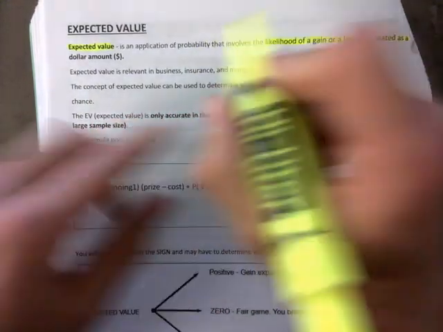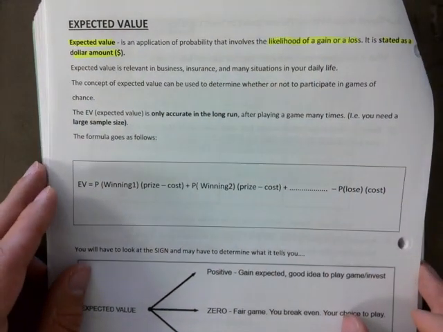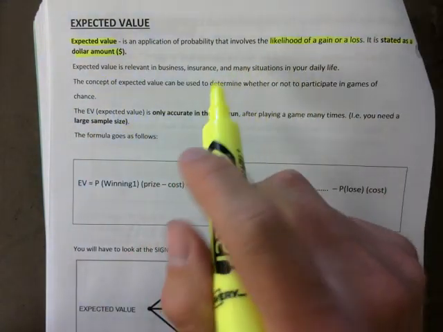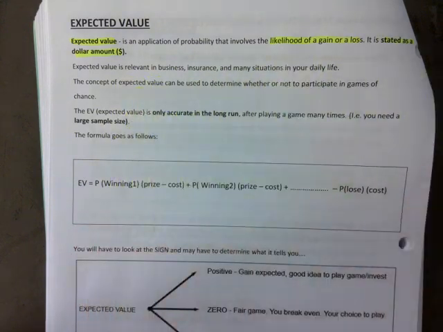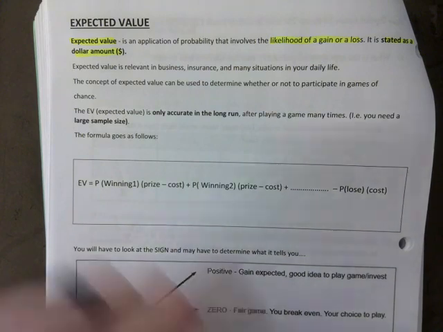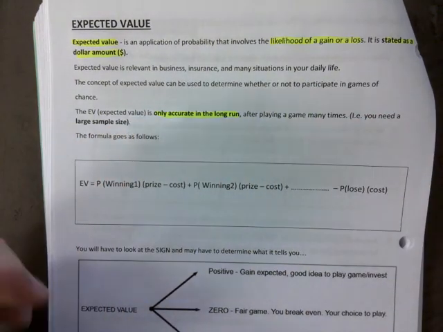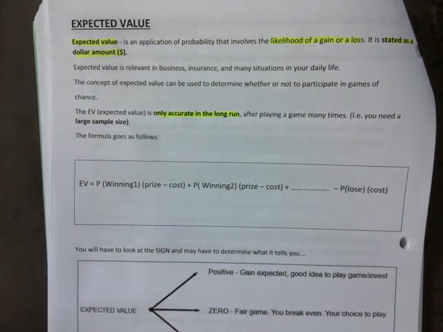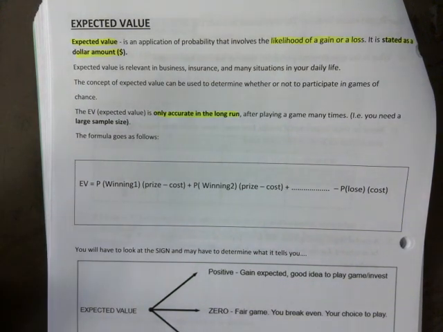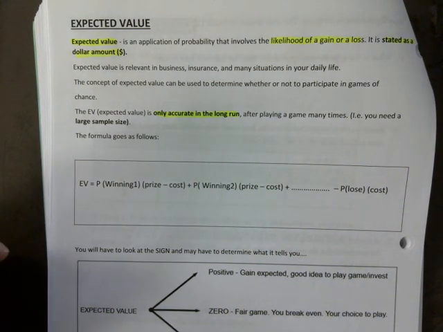And it is stated as a dollar amount. It can be used in insurance, business, likelihood of winning or not, like gaining money and not gaining money, like in investments and wealth. So there are a lot of things that expected value could be used for in real life. It's only accurate in the long run, so after playing a game many times. That is very common in not only probability but statistics. We're always looking at the long run.